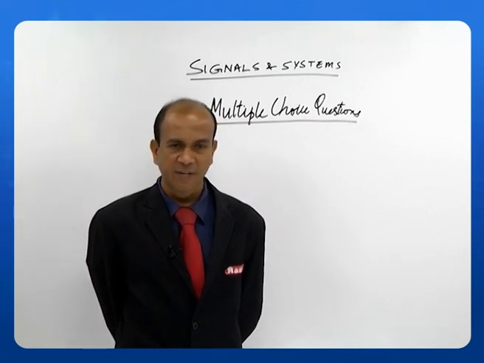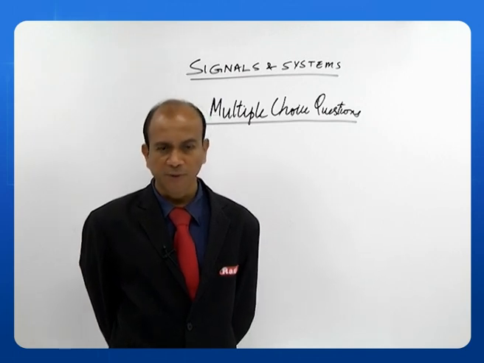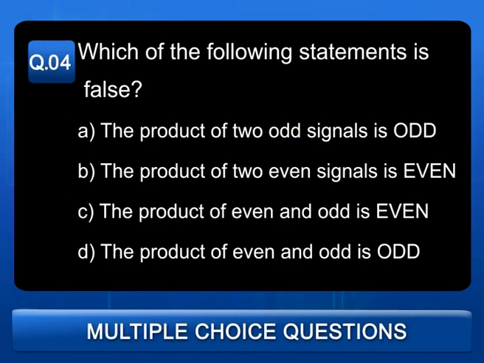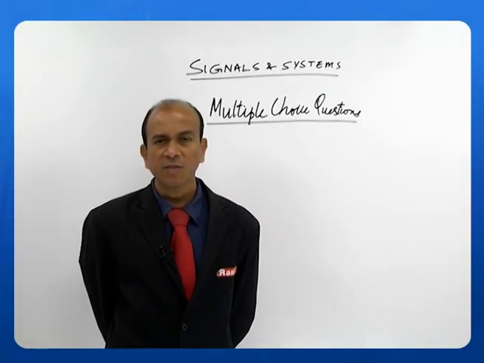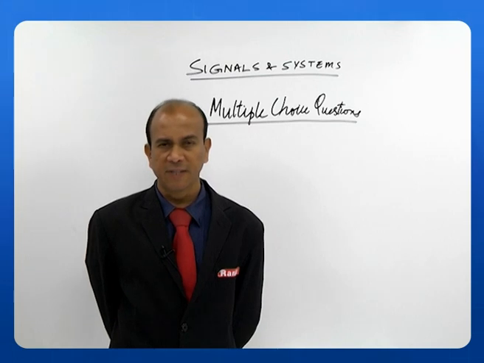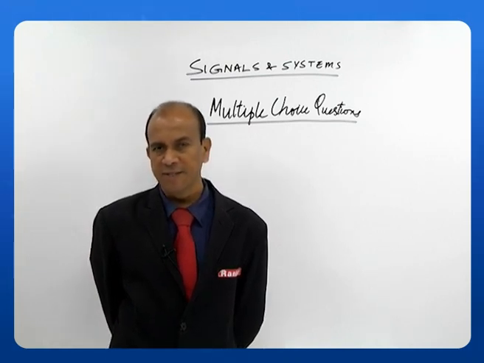So of course the first, A, is a false statement here. You have to find out if there are other false statements. So the answer is A and C. If you look at these, the statement that the product of two odd signals is odd is false. Already we have seen this. Whereas the product of two even signals is always even.